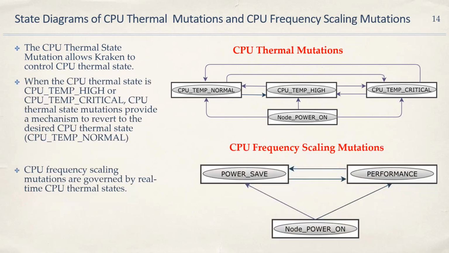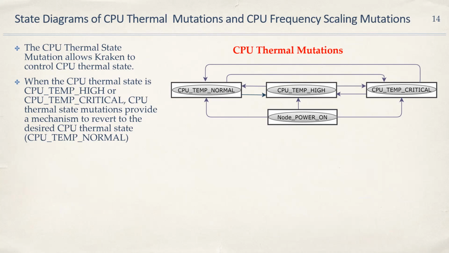And then we have the CPU frequency scaling mutations. Mostly it switches back and forth between power save and performance: if it is in performance mode, it can be switched back to power save, and if it is in power save, it can go into performance. The CPU frequency scaling mutations are governed by real-time CPU thermal states, so they have some dependency on the CPU thermal mutation. For example, if the CPU temperature is high and the frequency is in performance mode, then Kraken can perform a mutation from performance mode to power save mode.